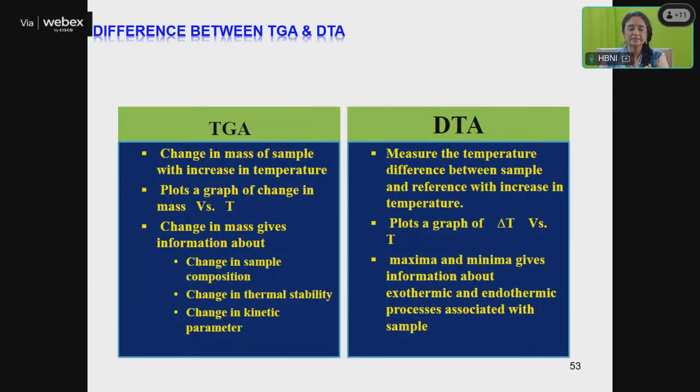Now, the difference between TG and DTA, I have listed here. You can go through it. TG measures the change in mass of the sample with increase in temperature. DTA measures the temperature difference between sample and reference with increase in temperature. So change in mass gives information about change in sample composition, change in thermal stability, and change in kinetic parameters. Here the plot is delta T versus temperature, and the maxima and minima give information about exothermic and endothermic processes associated with the sample.